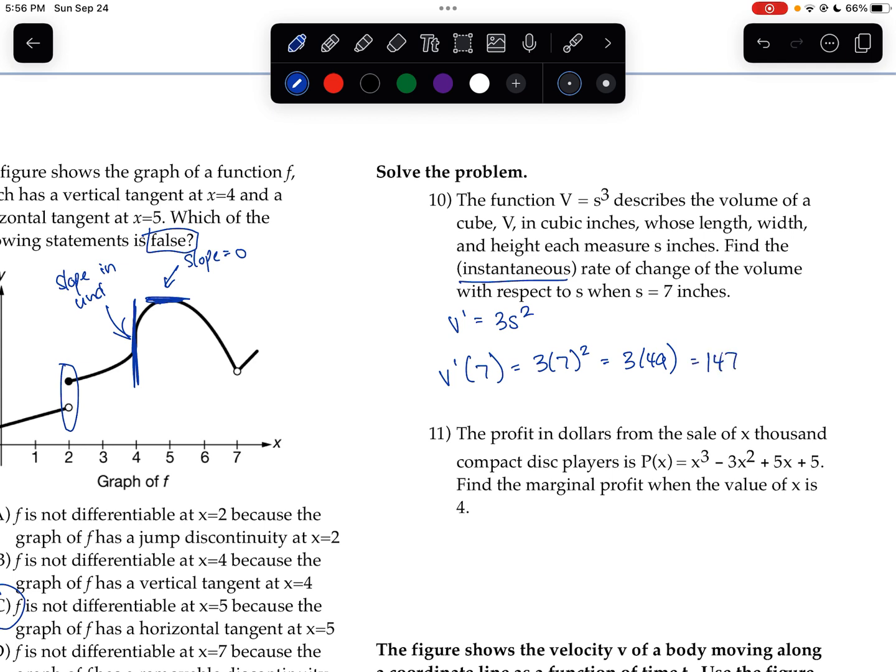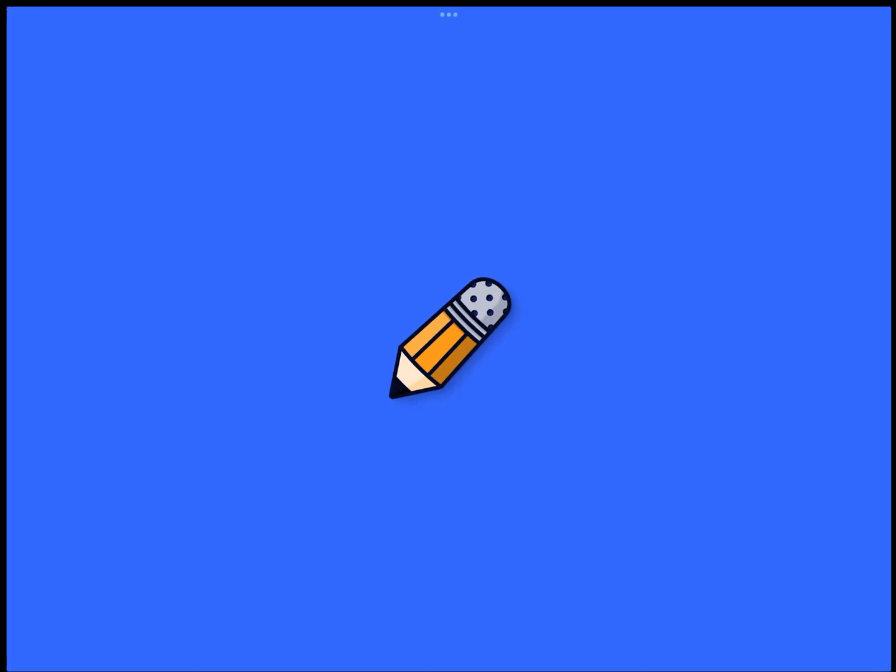which would be equal to 147. And then the units on that would be inches cubed per inch, because we are comparing the rate at which the volume is changing. Describes the volume of the cube. Find the instantaneous rate of change of the volume. So we're trying to find the rate at which the volume is changing with respect to one of its sides. So volume is measured in inches cubed, and the side is measured in inches. So that would be that right there.